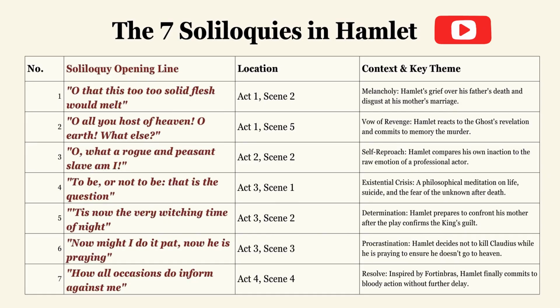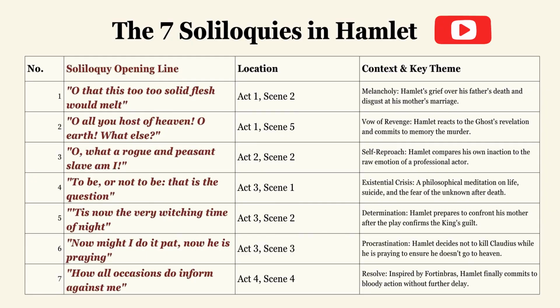Second soliloquy occurs in Act 1, Scene 5, after the ghost has left. "Oh, all you host of heaven, O earth, what else?" He vows to revenge. The third soliloquy occurs in Act 2, Scene 2. "Oh, what a rogue and peasant slave am I." The theme is self-reproach. He is remorseful that he hasn't taken any action for his father's murder.